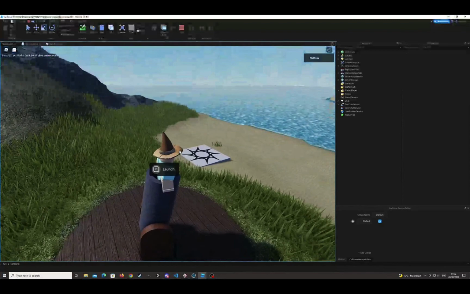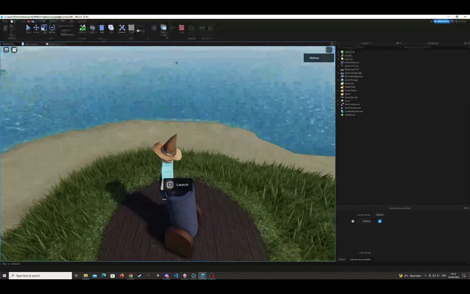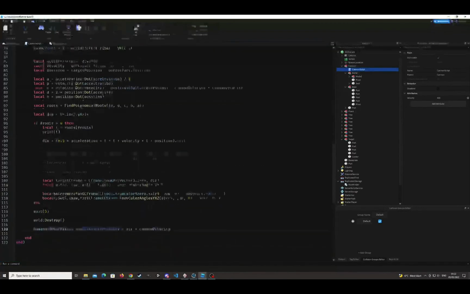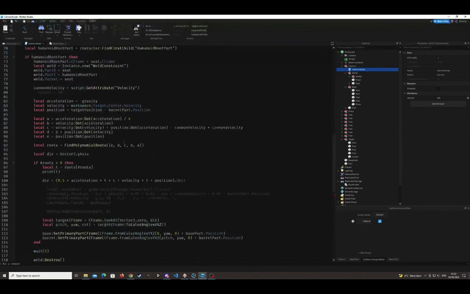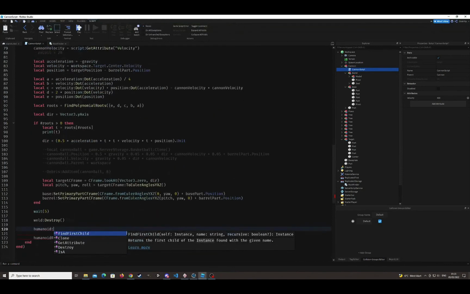I think there's a good chance that humanoid physics are messing with it. Yeah, that could be it. We probably have to set the humanoid state to physics. Right. I might just do that here. So we can take the humanoid. Oh, or it might be the platform stand. That could work.